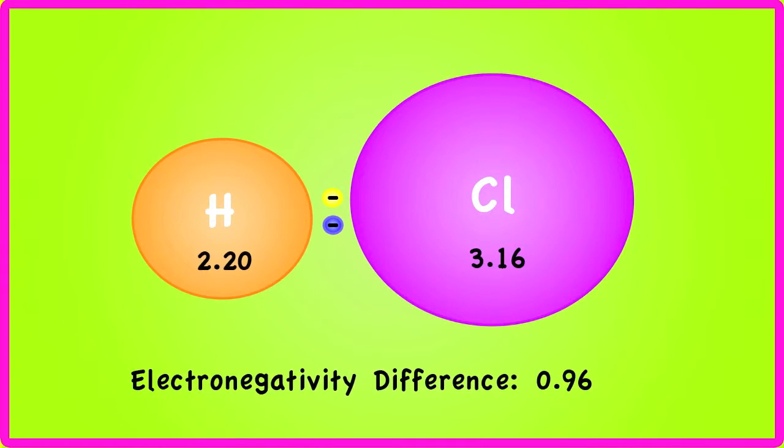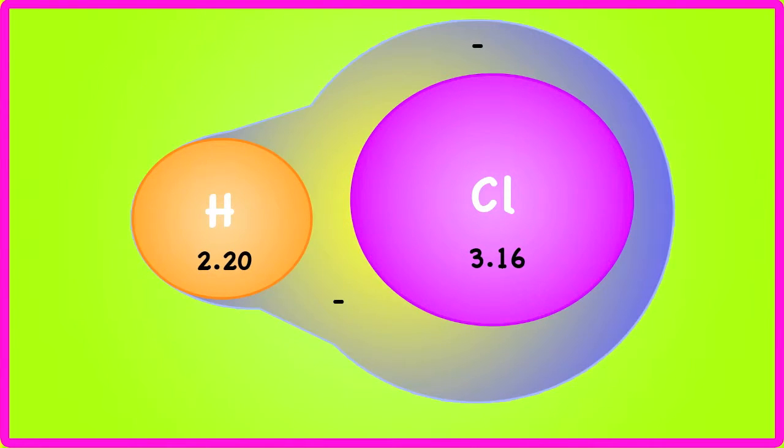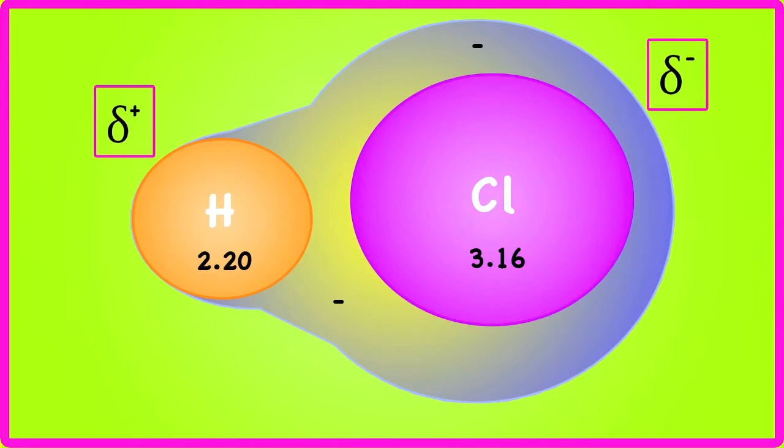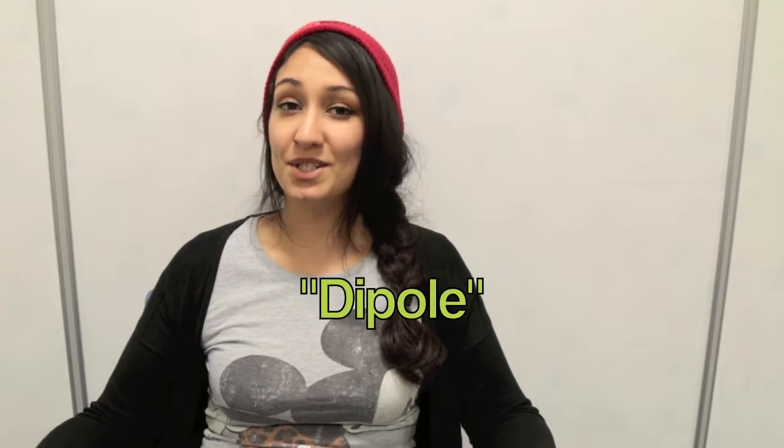This is because the difference in electronegativity causes the chlorine atom to pull the shared pair of electrons towards it. So hydrogen, which is losing this tug of war, gets a slightly more positive charge, and chlorine gets a slightly more negative charge. We can show this by using the Greek symbol delta. And we now end up with a molecule with 2 different charges, or poles if you like. In other words, we've got a dipole.